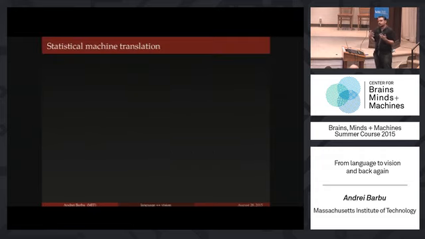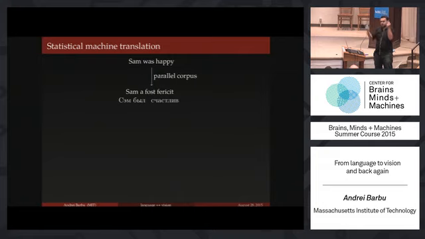This is very different from the way people do translation right now. So right now, the way it works is you have a sentence like Sam was happy, and you have a parallel corpus. If you want to translate it into French, you go off, you get the Hansard corpus, and you get a whole bunch of French and English sentences that are aligned with each other, and you learn the correspondence between them. Here I translated into Russian.